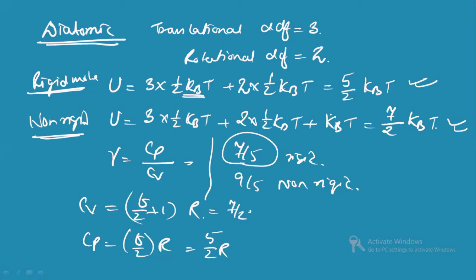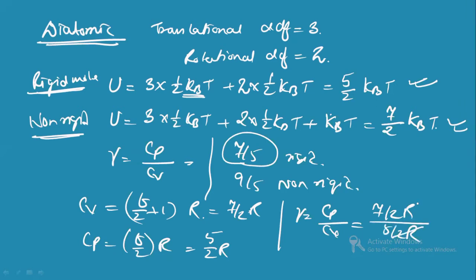7 by 2. Yes or no? So now when you will see it is 7 by 2 R, then when you will do gamma is equals to what? Cp by Cv. It will be equals to how much? 7 by 2 R divided by what? 5 by 2 R. This 2R and 2R will get cancelled, so you will get 5 by 2.